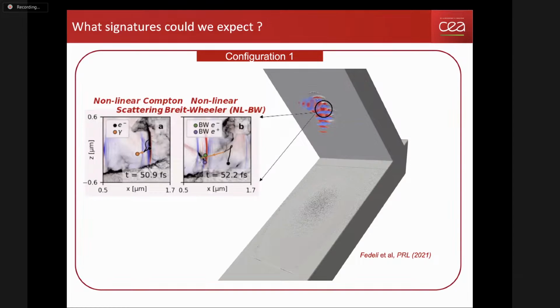So now we'll detail the signatures we could expect from these two configurations. We performed challenging QED simulations with our WarpX code. We simulated the first configuration, where you generate a plasma mirror on the lower arm of the L-shaped target, and you focus the Doppler boosted light on the upper arm to trigger strong field QED processes. So you have gamma photon production by quantum synchrotron, and the decay of gamma photons in the strong field into an electron-positron pair, the so-called nonlinear Breit-Wheeler effect.